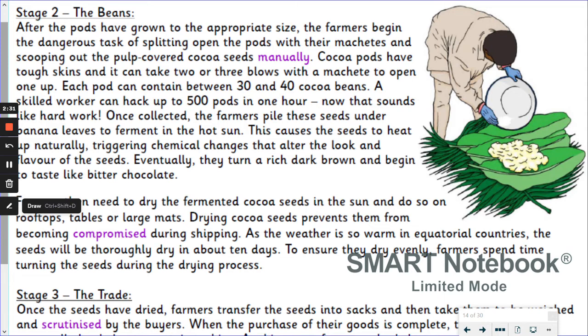So yesterday we looked at the early stage of chocolate production, the growing of the cacao pods. Today we're going to look at the second stage, how to handle the beans. All right.